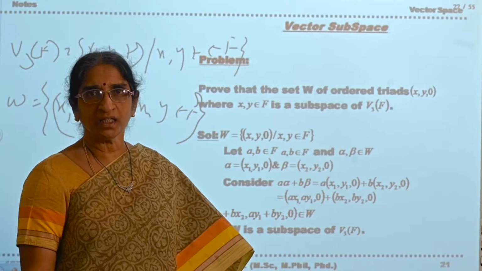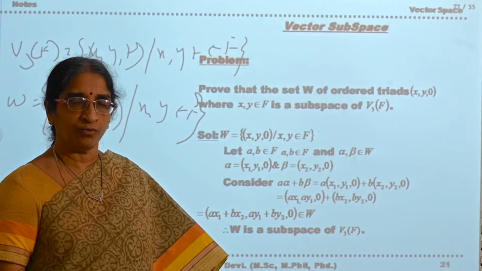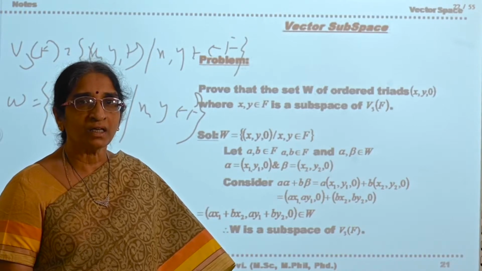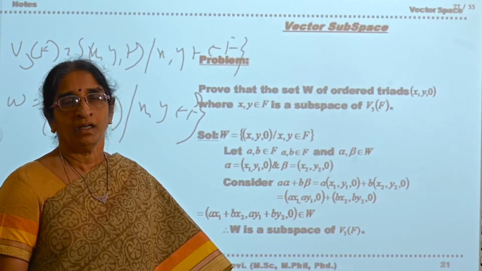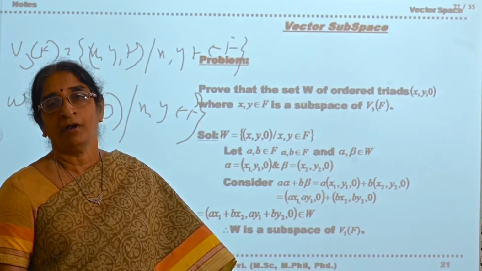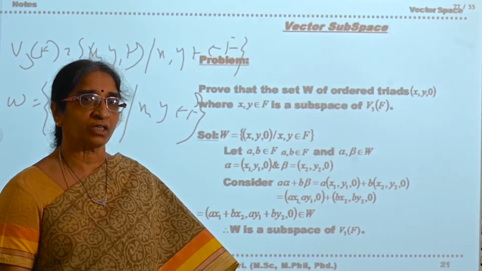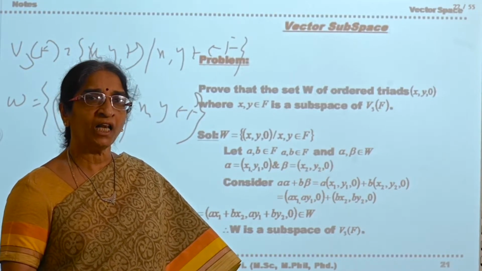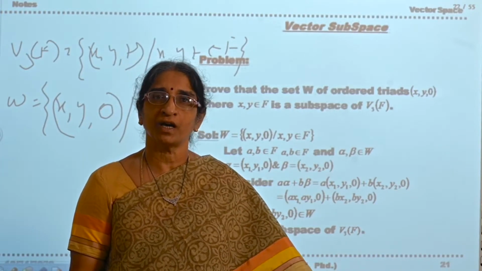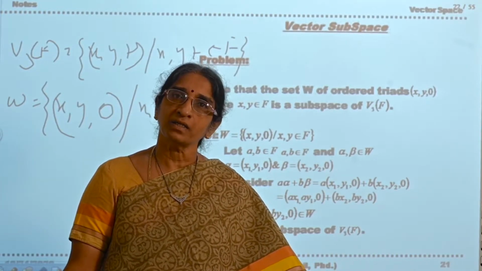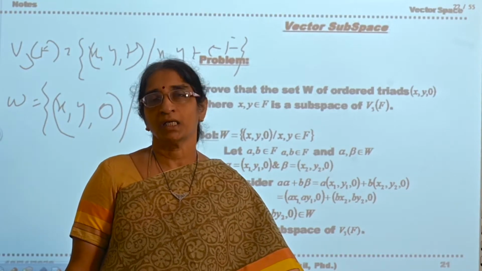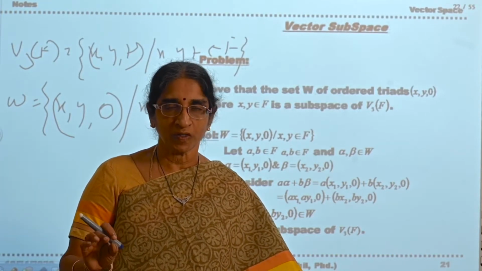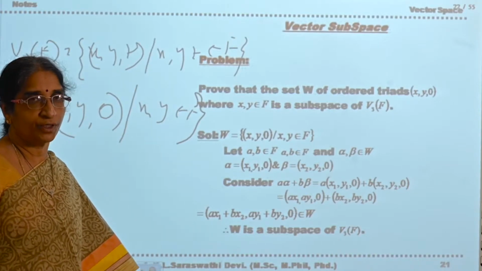In order to say that W is a subspace, we are going to use the necessary and sufficient condition. We have learned 3 types of necessary and sufficient conditions. Out of that, we will recall one. For any alpha, beta belonging to W, where W is a non-empty subset of V, if there exist a, b belonging to F such that a alpha plus b beta belongs to W, then you will say that W is a subspace. Now here we are going to use that.